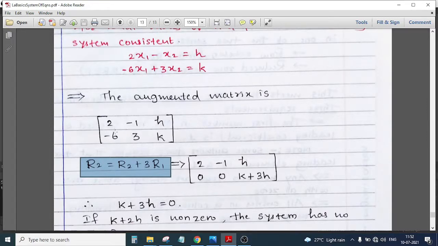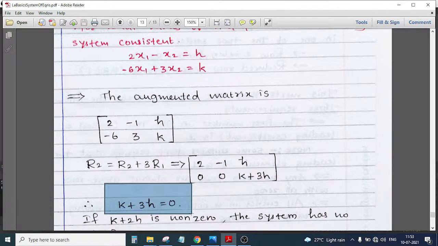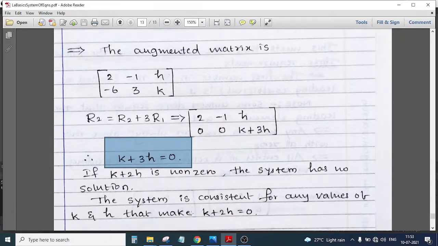So 3 into 2 is what now? 6. This is minus 3 and this is 3h. And we will be adding them. So minus 6 and plus 6, the answer we will be getting is 0. This plus 3 and minus 3, the answer you will be getting is 0. And 3h plus k, you will be getting k plus 3h. Okay. So what we have now? K plus 3h is equal to 0. Right. So k plus 3h is equal to 0.